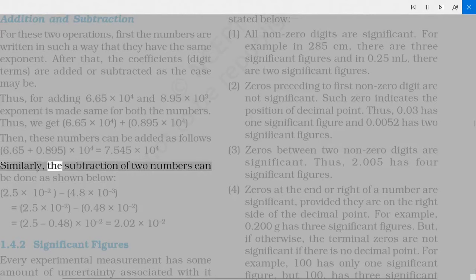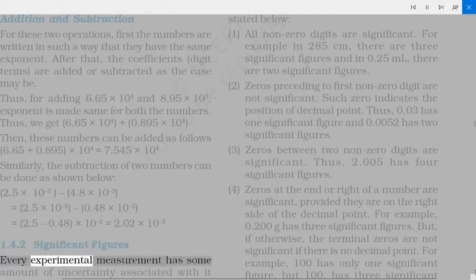Similarly, the subtraction of two numbers can be done as shown below: 2.5 times 10^4 minus 4.8 times 10^3 is equal to 2.5 times 10^4 minus 0.48 times 10^4, which is equal to 2.02 times 10^4. Significant figures.